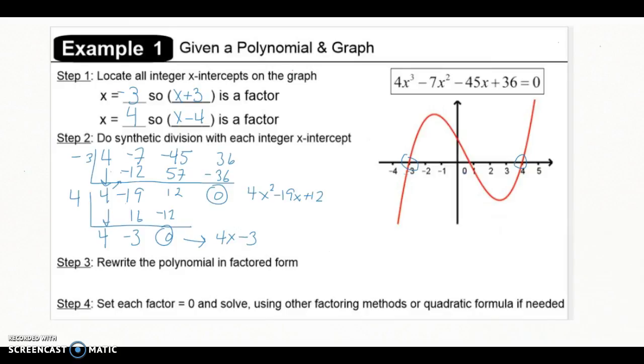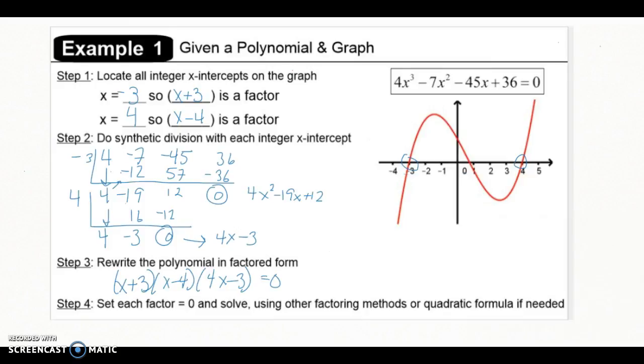Okay, so let's rewrite the polynomial in factored form here. So we have x plus 3 times x minus 4 times 4x minus 3 equals 0. Step 4, set each factor equal to 0 and solve. Use other factoring methods or quadratic if needed. Well, we do not need the quadratic form, thankfully.